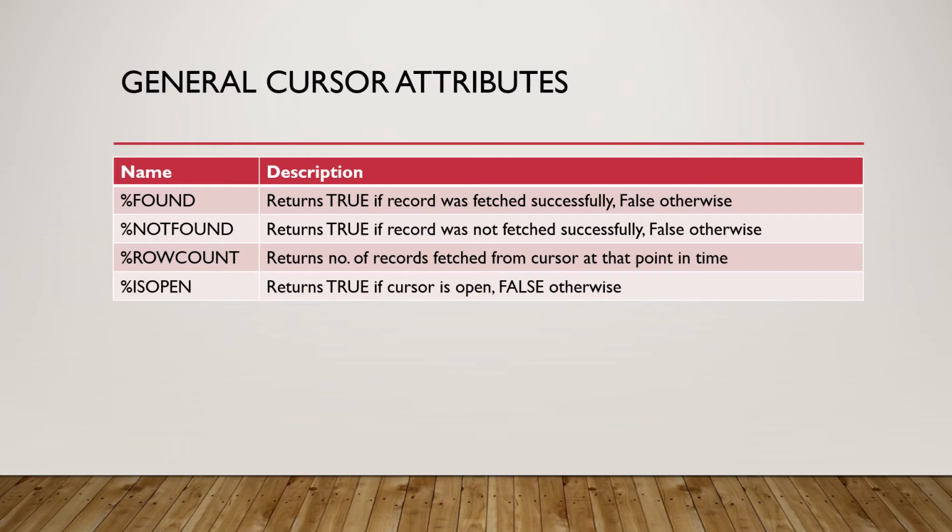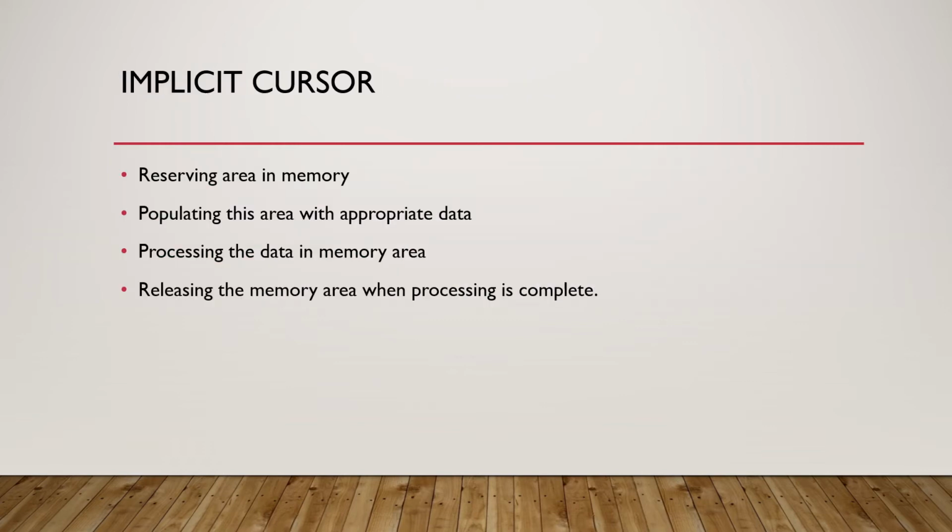So these are various attributes that we are going to use with implicit cursors as well as with explicit cursors. In case of an implicit cursor, these are the operations that are done automatically. We are not doing anything, it is done automatically because an implicit cursor is invoked automatically, right? First operation that is done is reserving an area in memory. Second one is populating this area with appropriate data. Third one is processing the data in the memory area. And last one is releasing the memory area when processing is complete, right?